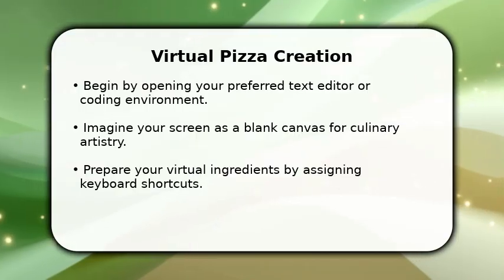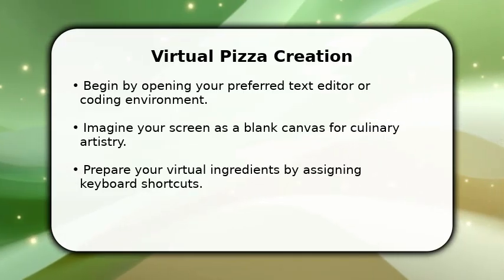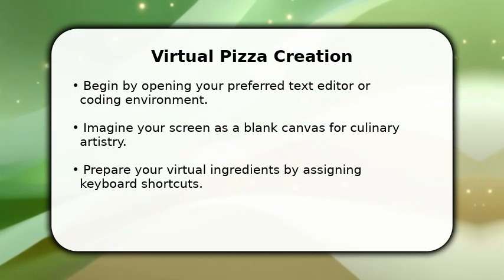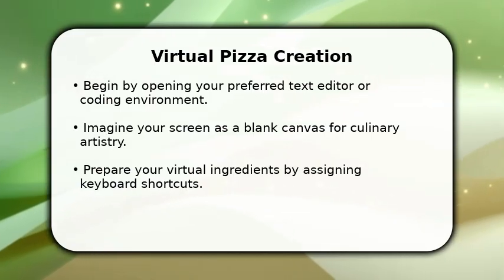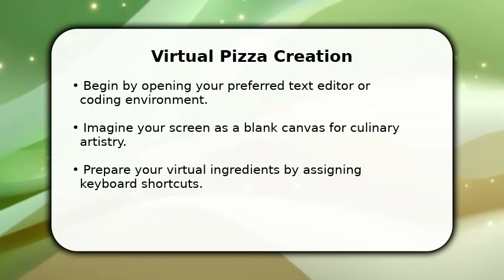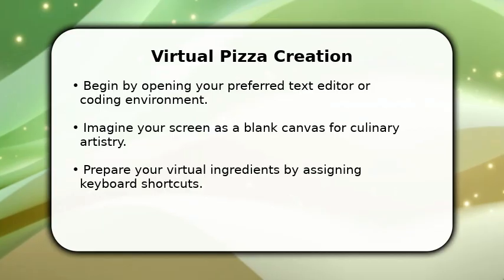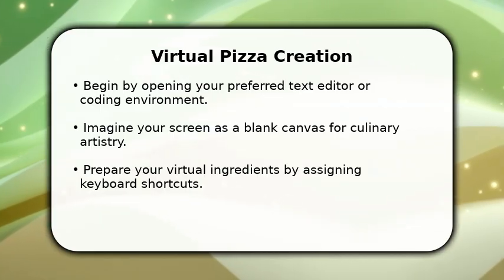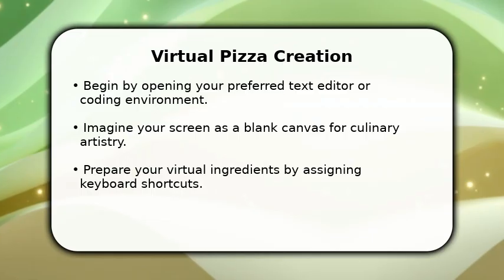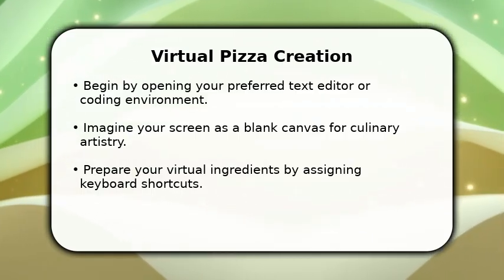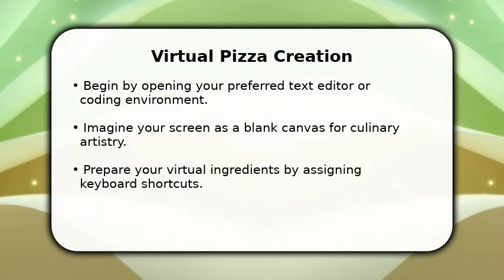In this video, I will explain how to make pizza with keyboard. First, open your favorite text editor or coding program. This will be our digital kitchen. Next, visualize your screen as a blank pizza dough, ready for toppings. Finally, assign specific keyboard commands for each ingredient, like D for dough or S for sauce. This setup ensures a smooth and efficient virtual cooking experience, letting your fingers do the work.